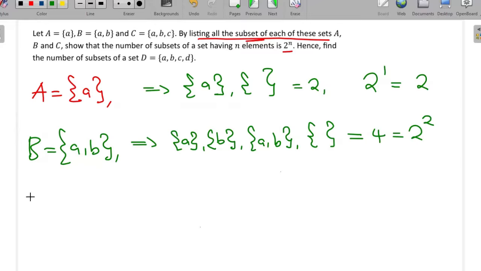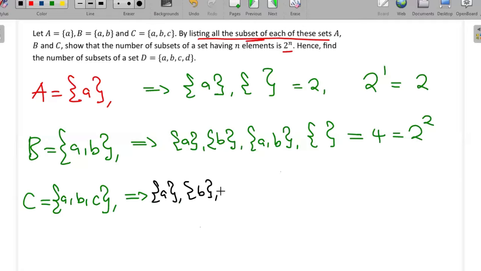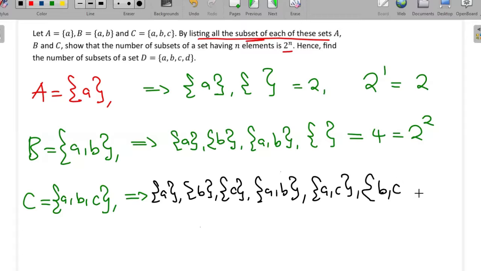Okay, let's try for the third one. So C is equal to A, B, and then C. So how many subsets is it going to have? So let's list all of them. We start with the single ones: A, then we go to the B, and then we go to the C. Okay, and then now we start combining them. So A with the B, and then A with the C, and then B with the C. So as I said, don't say C with the A again, because CA and AC are just the same.